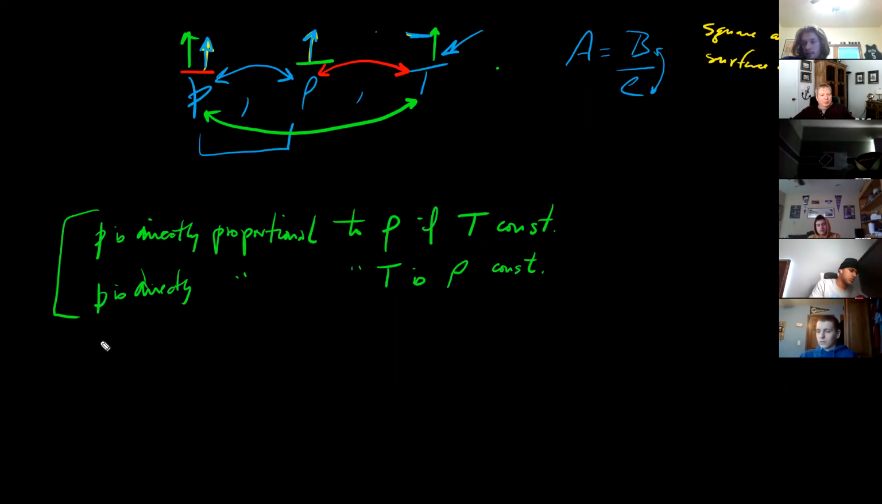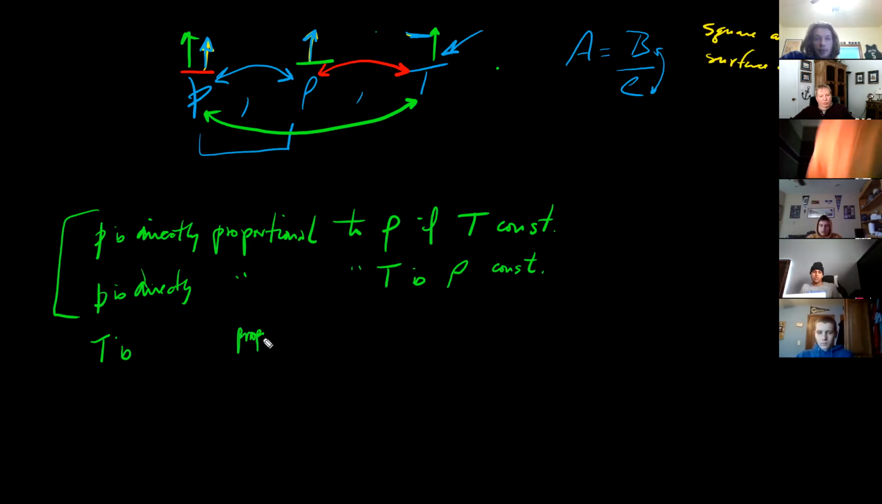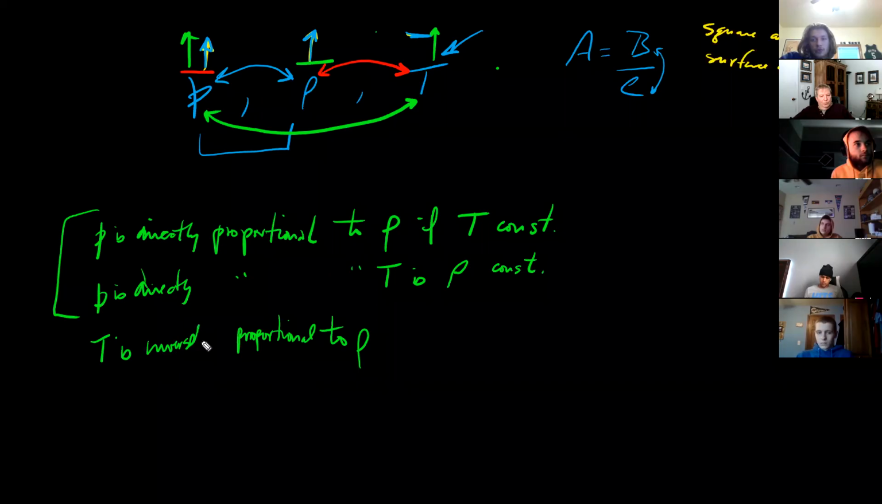So what's the relationship between temperature and density? Temperature is inversely related to density. Pressure is constant. It's inversely proportional if pressure is constant. These three things are related.